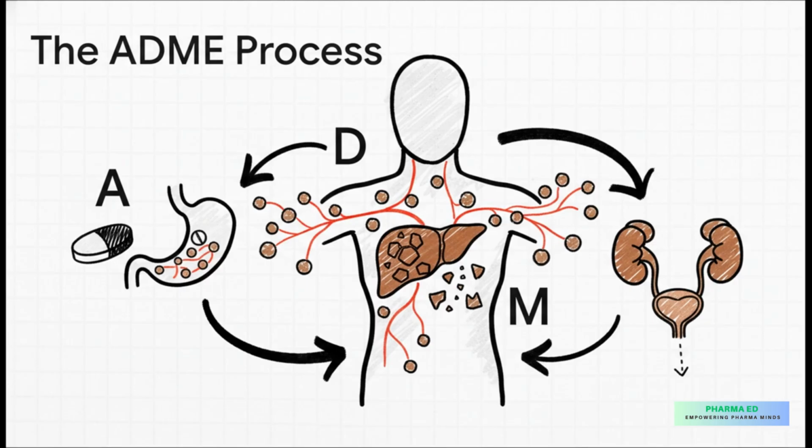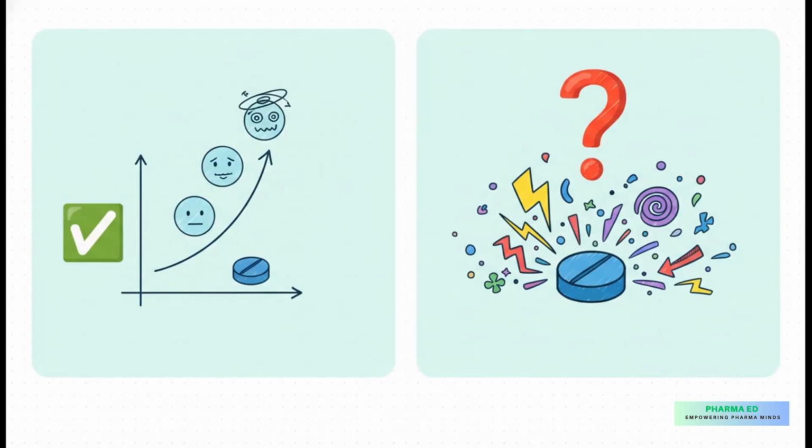M is for metabolism. This usually happens in the liver, where the body chemically changes the drug to get it ready for removal. And finally, E is for excretion, the exit plan, usually through the kidneys, when the body eliminates the drug. But what happens when things don't go exactly as planned?